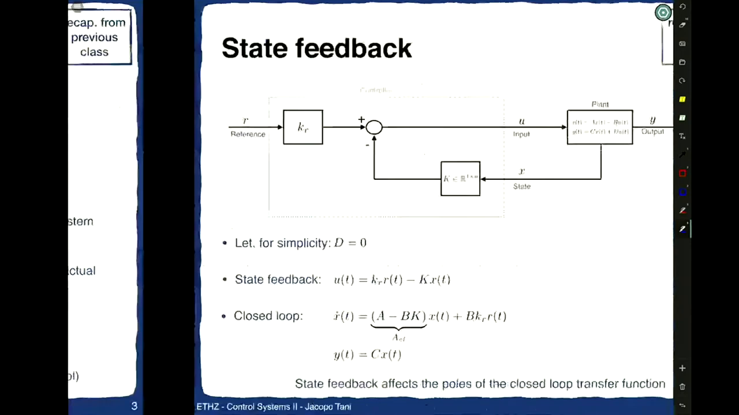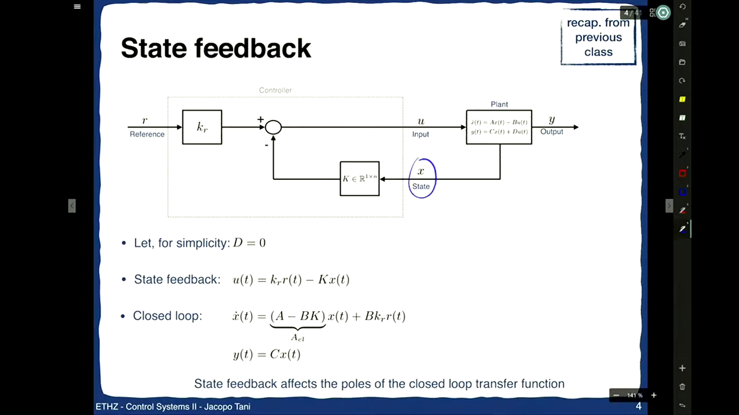So what's the big deal here is that we're feeding back the state. We're not feeding back the output anymore. And we assumed that we know what the state was. And this is another assumption we're going to make today. Today, we're going to continue assuming that somebody gives us the state. Somehow, well, actually, this has a name. It's called the full information hypothesis. The full information hypothesis means we know all the state.